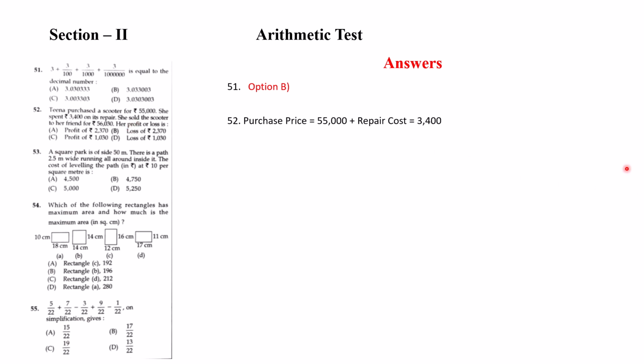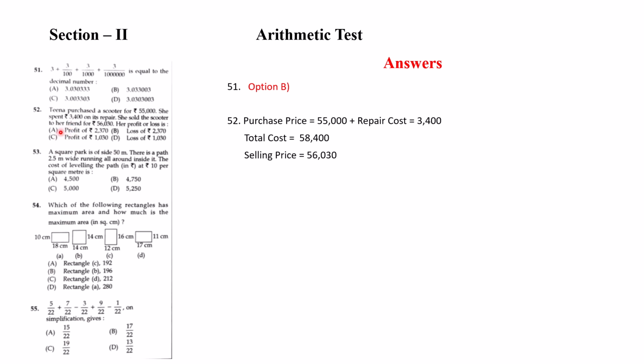Her purchase price is 55,000, plus she spent another 3,400 for repairing it, and that cost is also included in the purchase price. Therefore, the total purchase price is 58,400. Now she sold that scooter for 56,030 rupees. We can see that her selling price is less than her buying price. Therefore, she has made a loss on this deal.